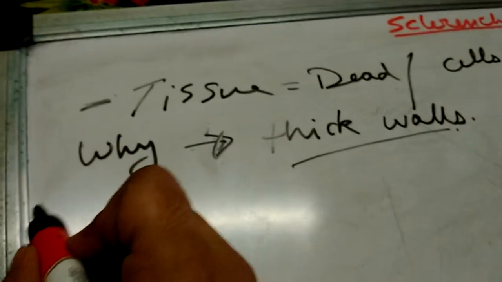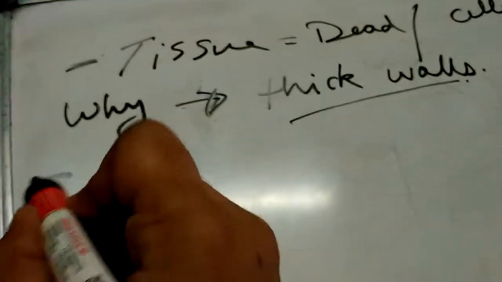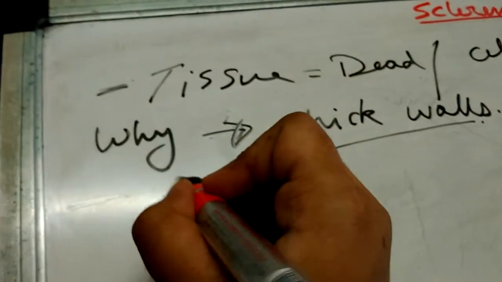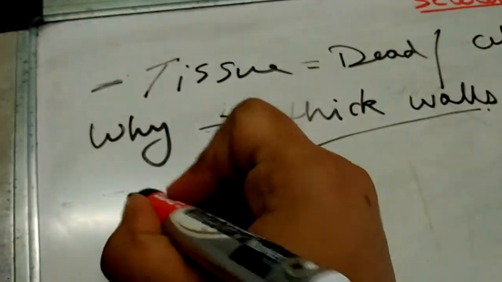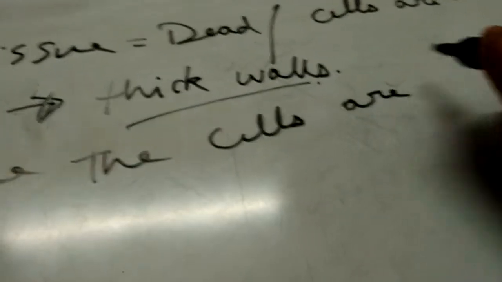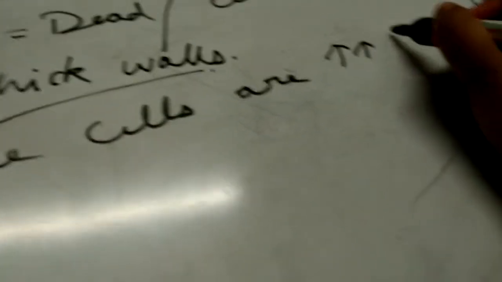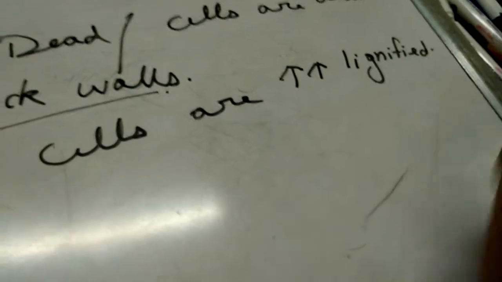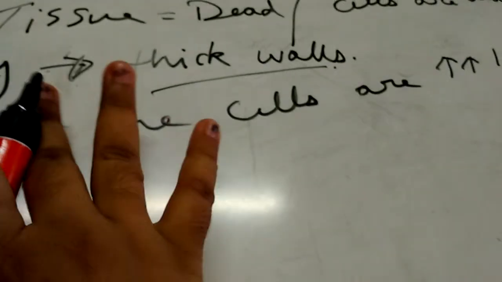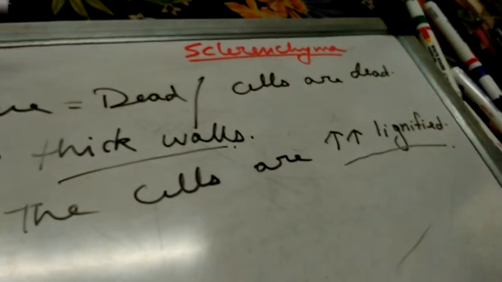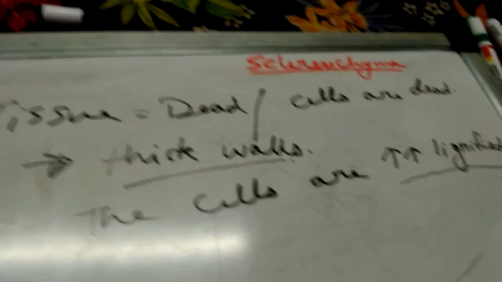So the next point, following from the first point, is that the cells are highly lignified. The cells have thick walls, or you can say the cells are highly lignified. Lignin deposition is very prominent in sclerenchyma, and therefore the cells are dead in nature.